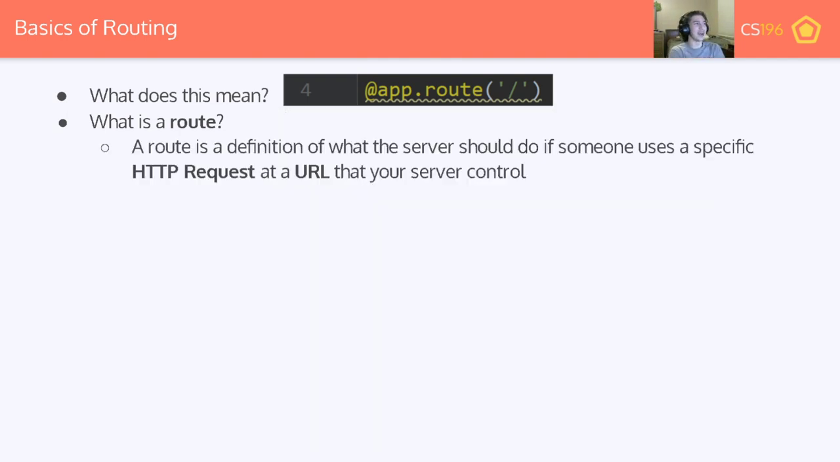A route is a definition of what the server should do if someone uses a specific HTTP request at a URL that you control. So if someone uses a specific HTTP request at a URL that our server controls, let's break that down.